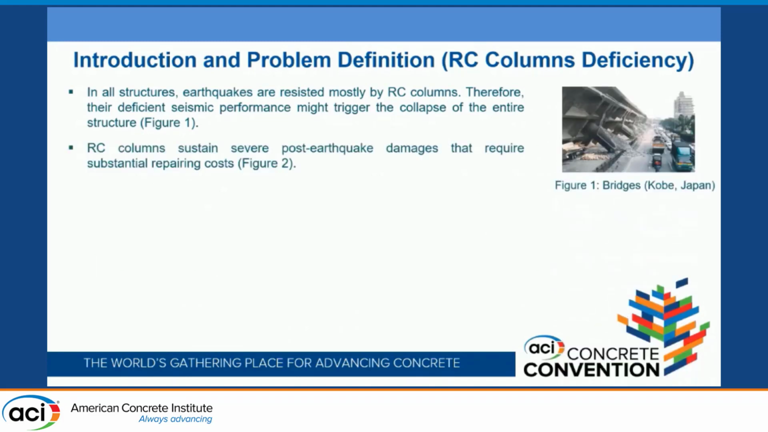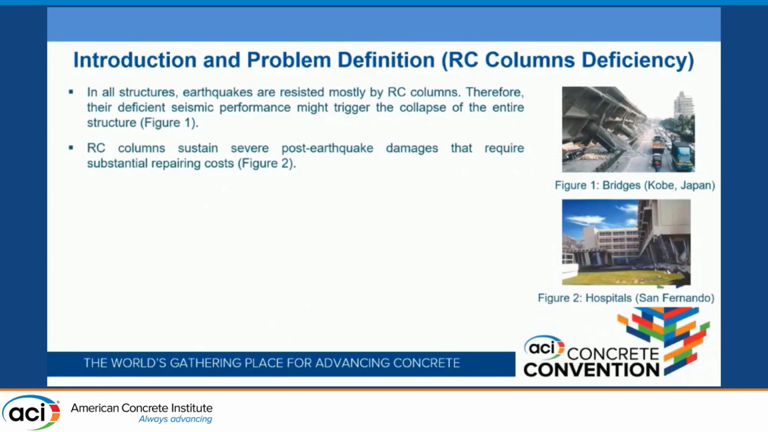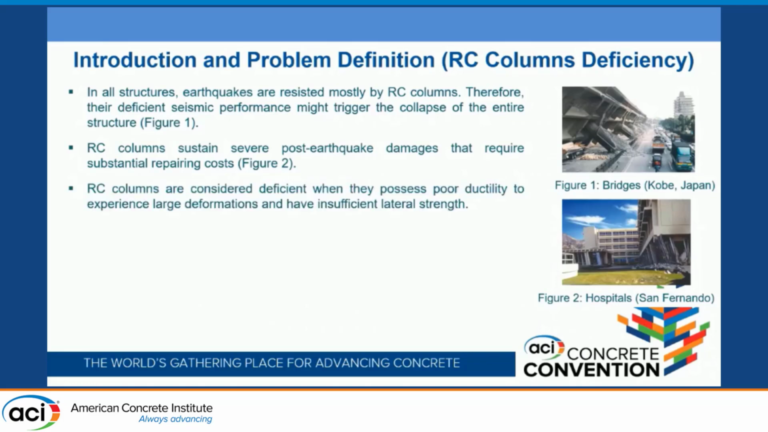Even if the deficient RC columns don't collapse, they can still sustain severe post-earthquake damages that require a substantial amount of money to repair and restore their original capacity. The reasons that the RC columns are seismically deficient is they don't have the adequate ductility to experience large displacements, or they don't have the sufficient lateral strength to resist the earthquakes.